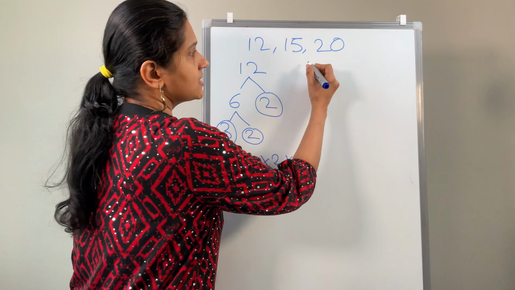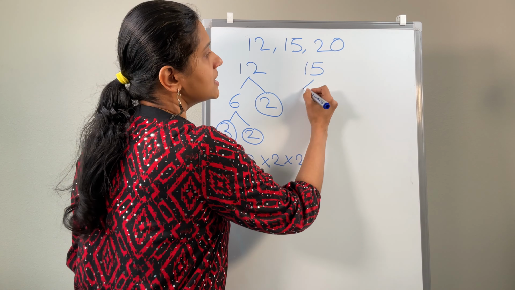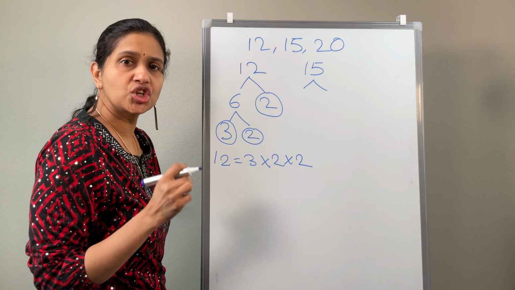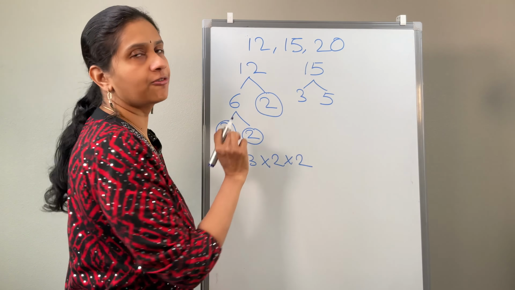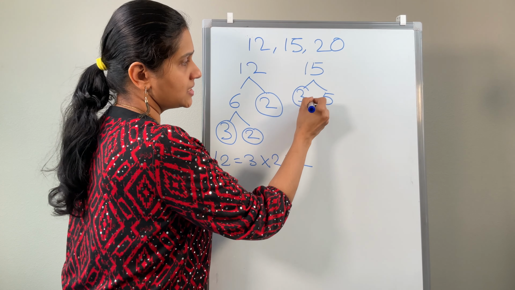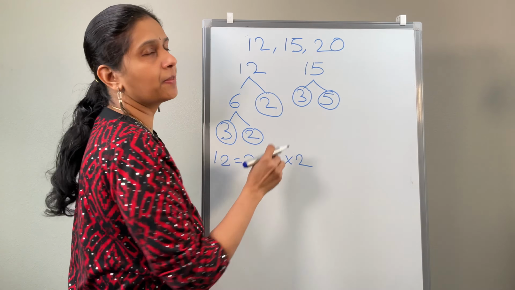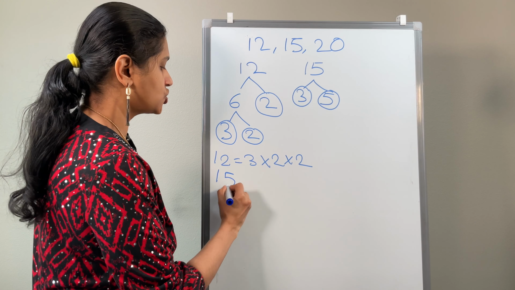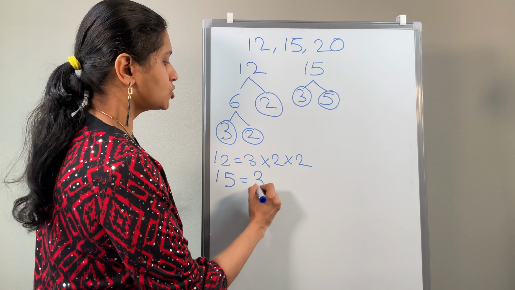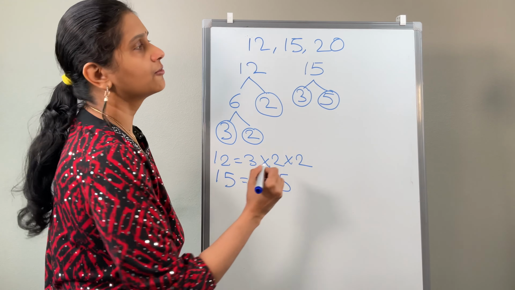Okay. Now, let us write for 15. What is the prime factorization of 15? You can write it as 3 times 5. You can see both these 3 and 5 are prime numbers, so you can stop there. So what is the prime factorization of 15? It's going to be 3 times 5.